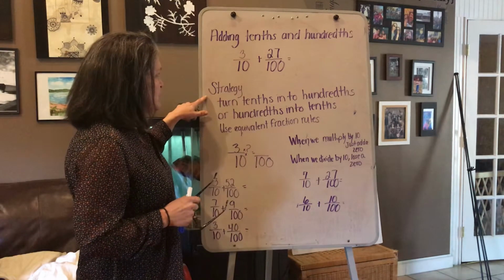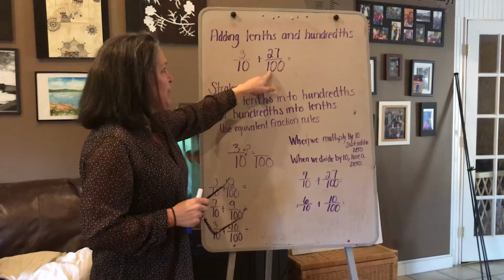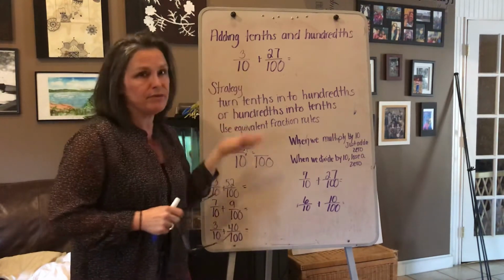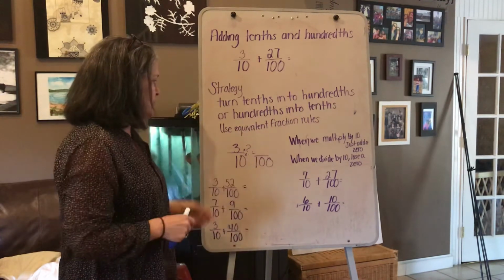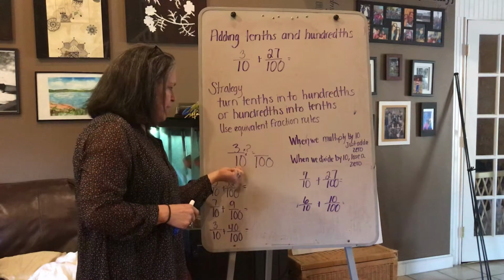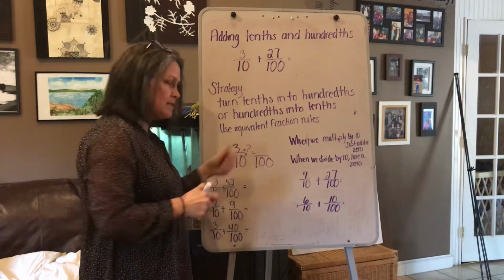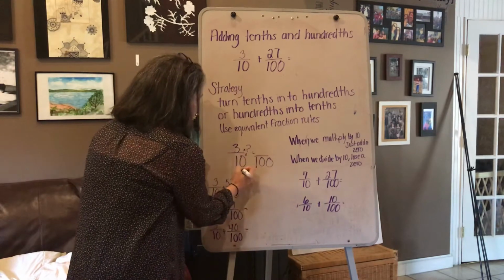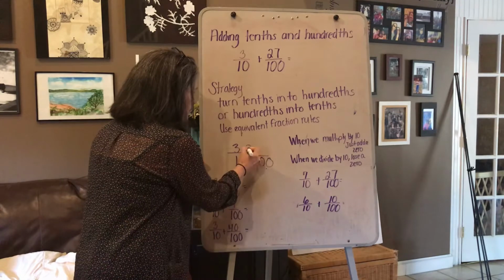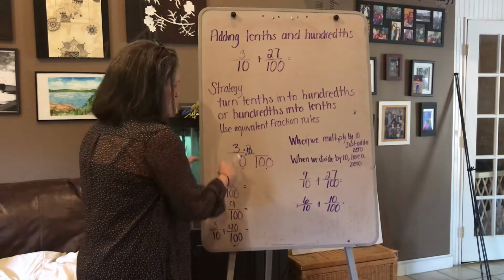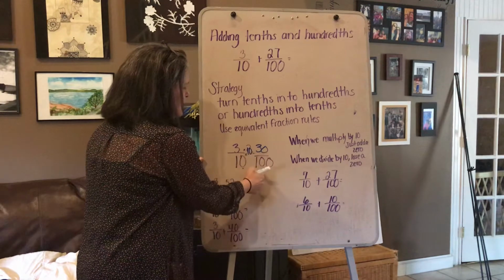So our strategy is to turn either the tenths into hundredths or turn the hundredths into tenths. And the way that we do that is we create an equivalent fraction. So remember, equivalent fractions. If I multiply the bottom by a number, I have to multiply the top by that same number. So I have to think to myself, 10 times what can get me to 100? Hopefully we all remember that means 10. So basically I'm going to say 3 times 10 is 30, and 10 times 10 is 100.